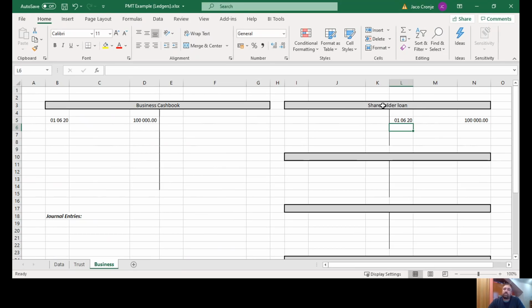And then what the question requires of me is to write in the description the name of the contra account. So where did I post this to? I posted this to shareholder. And on the credit side, where is the debit side of this 100,000? The debit side is my business cash book. That's how we completely account for a transaction. Okay.